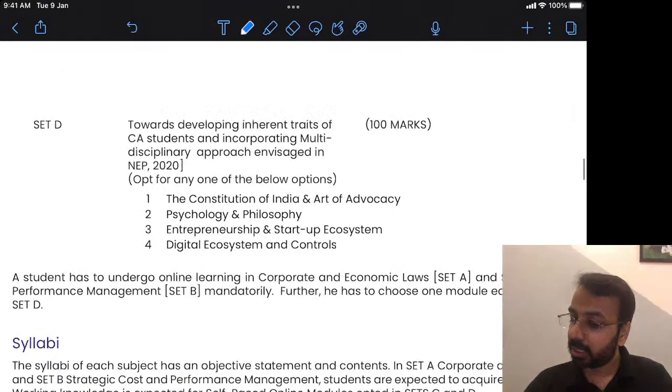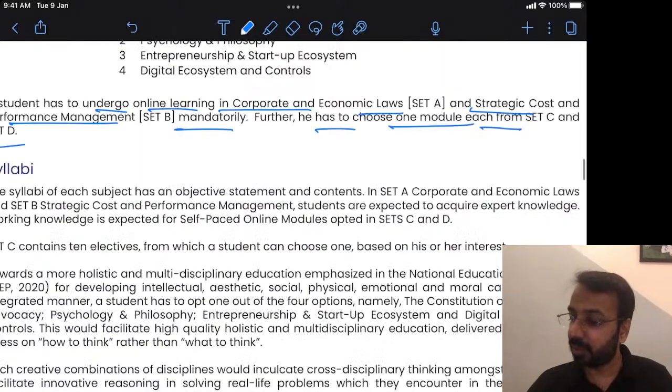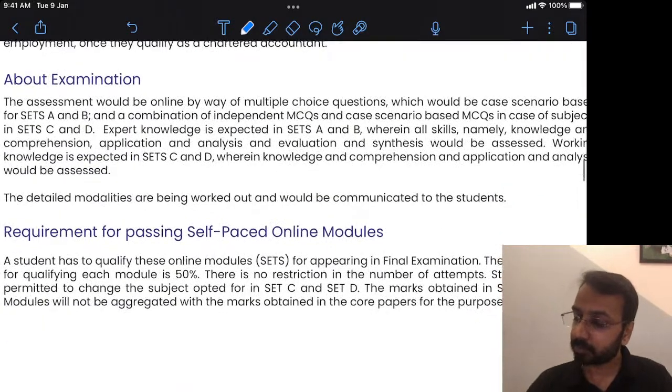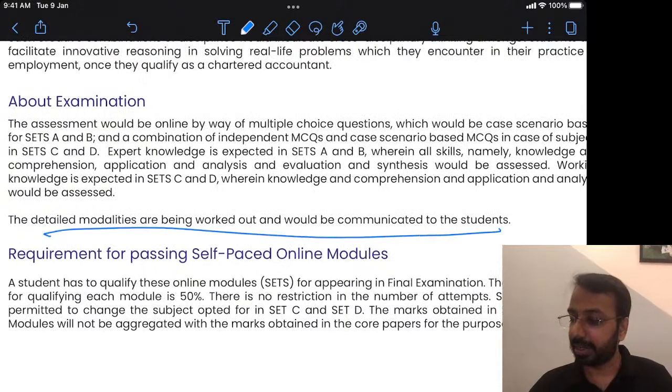papers. A student has to undergo online learning in corporate and economic laws and strategic cost and performance management mandatorily. Further, he has to choose one module from each set C and set D, and the syllabus has been given. The detailed modalities are being worked out. So once they announce, we will also get the clarity on that.